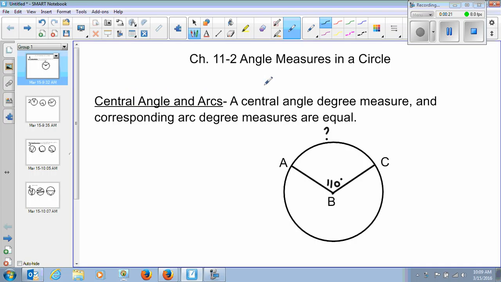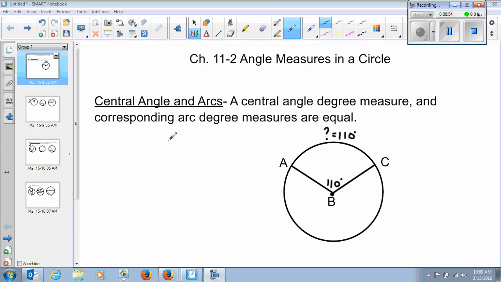Central angles and arcs. So angle measurements in a circle, we have a relationship between central angles, like angle B, and the arc that goes with it, like arc AC. A central angle degree measure and a corresponding arc degree measure are equal. So if we have a situation like this where we see that angle ABC is 110 and it's right in the middle there, it's a central angle, this arc is actually going to be equal to the measure of the degrees of the central angle. So that seems like it's pretty easy.